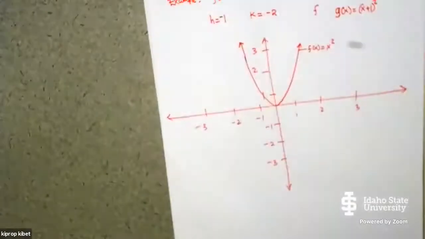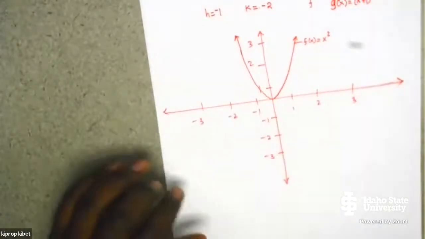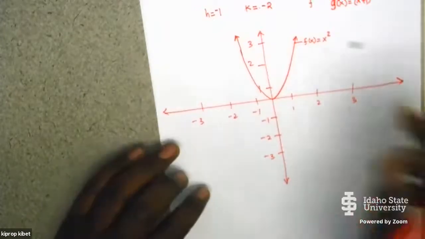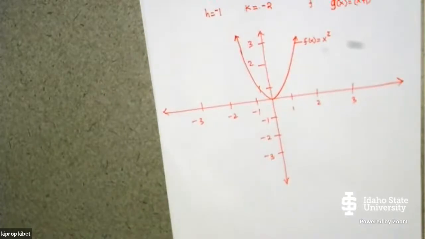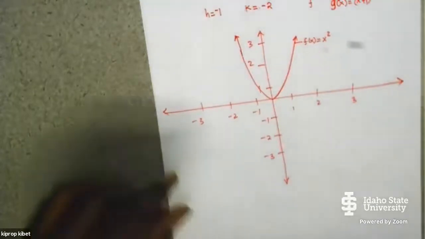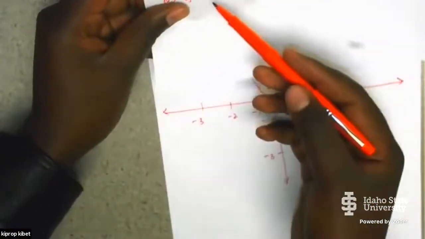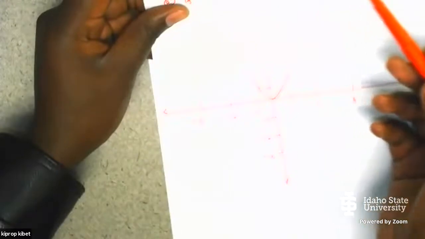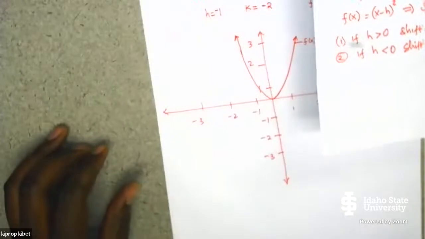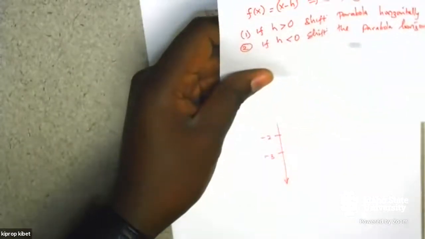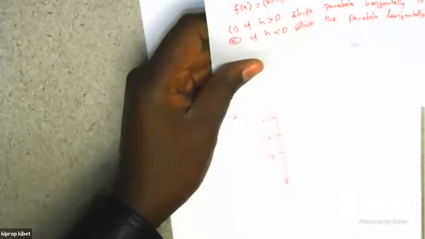Most of the time, we usually use the shifting horizontally before we use the vertical, before we use the table. So we start from this. If our h is less than 0, then this one is shifting to the left. How many units? 1 unit. So it is shifting to the left 1 unit.